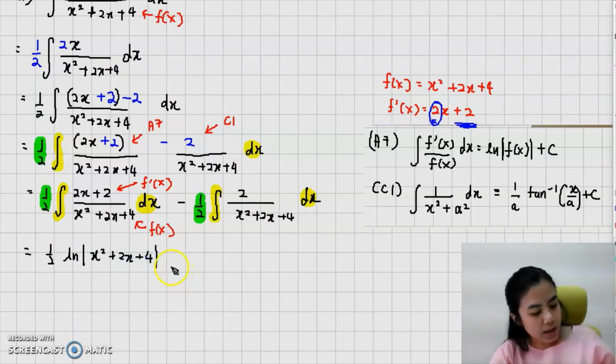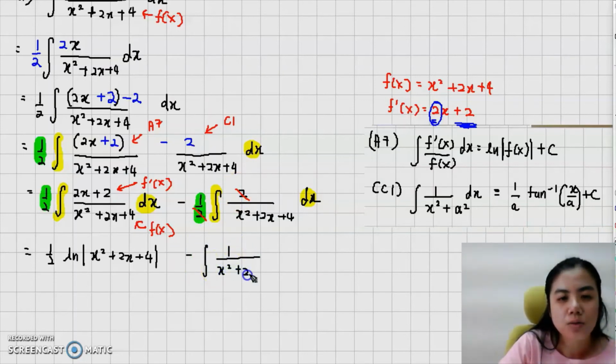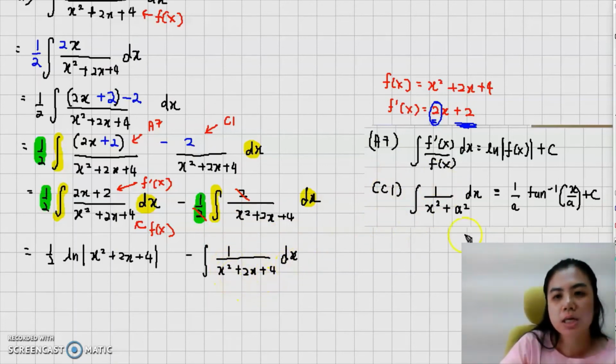For the second item, we can simplify. You can simplify the 2 and 2 here, and we will have minus 1 over x squared plus 2x plus 4. Again, we're back to a case of constant, and we want to use the formula of C1, and you need to do the completing the square such that it is in the form of C1.